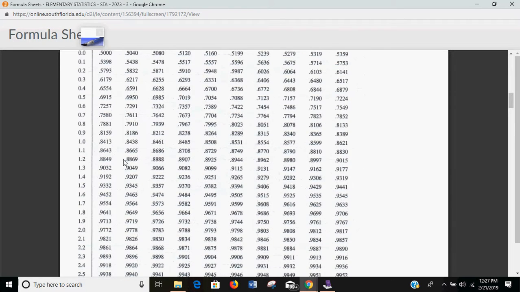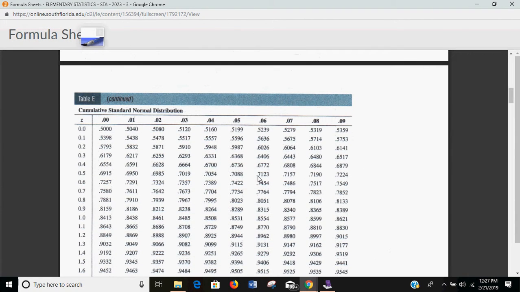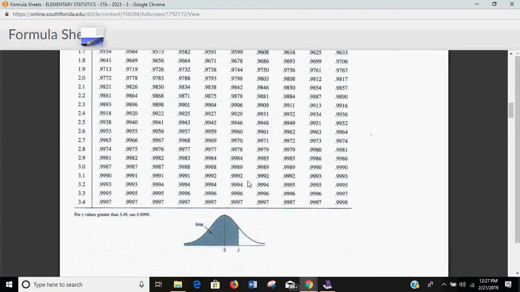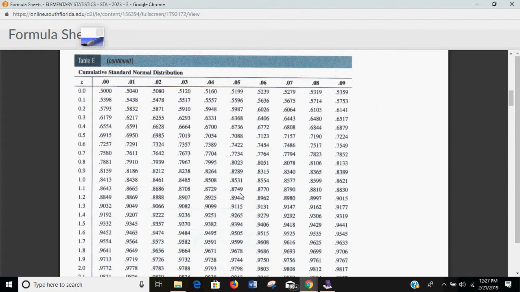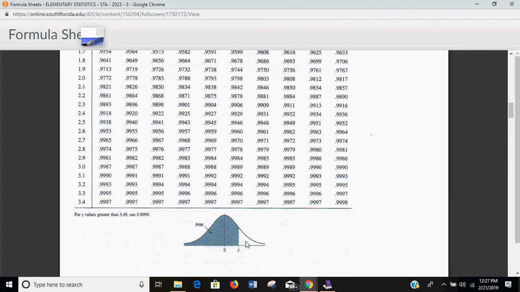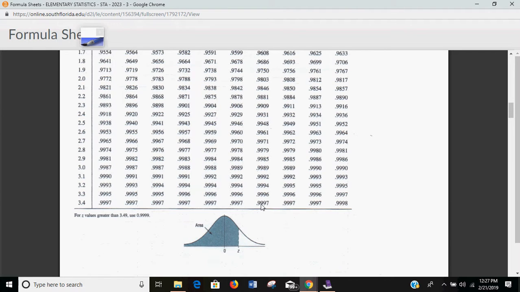It's the same thing for the positive side. Here's the positive side, your next page. It represents the area to the left. So if your curve is shaded to the left, you just look it up. Now, if it's shaded to the right, you want to look it up and do 1 minus because you want the other portion of the curve.